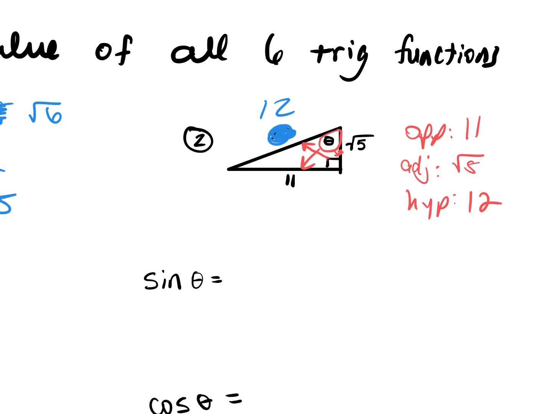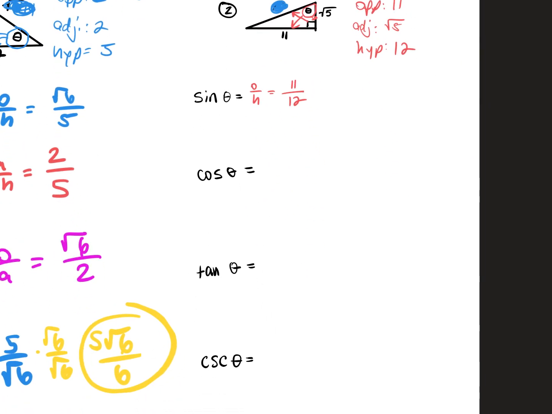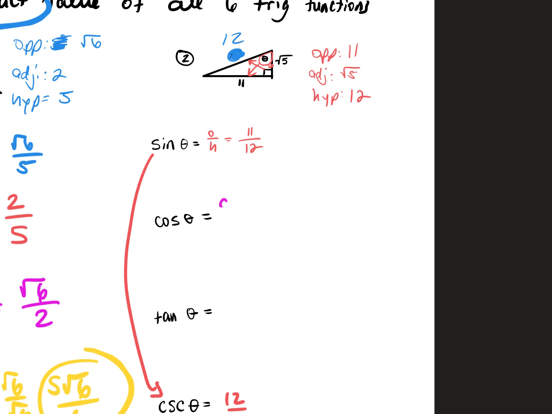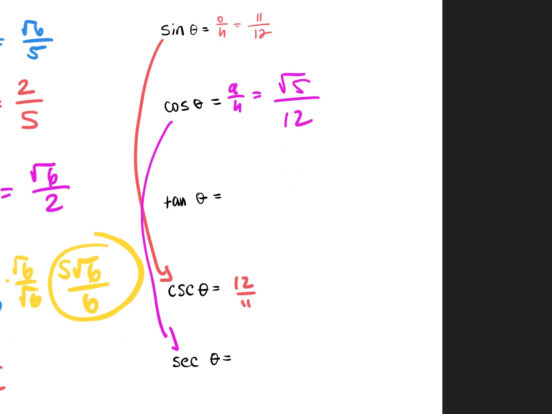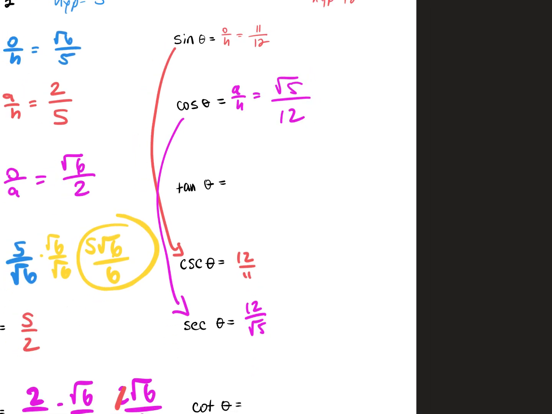So sine, again, is opposite over hypotenuse. What's my opposite side? 11 over 12. Okay, so if I know my sine is 11 over 12, what is my cosecant? 12 over 11. Just flip it. Good. Cosine, adjacent over hypotenuse. What's the adjacent side? Square root of 5 over my hypotenuse, 12. So then what's my secant? 12 over square root of 5, which we don't like.